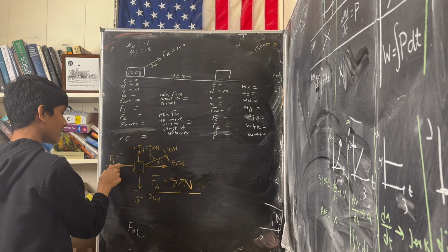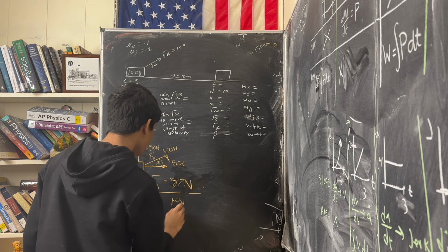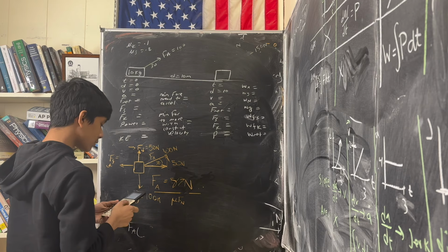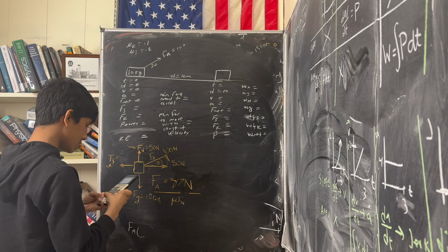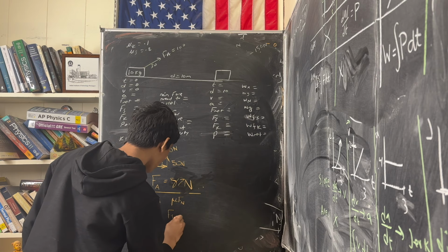And now finally we have Ff, which is just mu Fn. Now the thing is, mu Fn means that the maximum static friction is 0.2 times 50, which is 10 newtons.